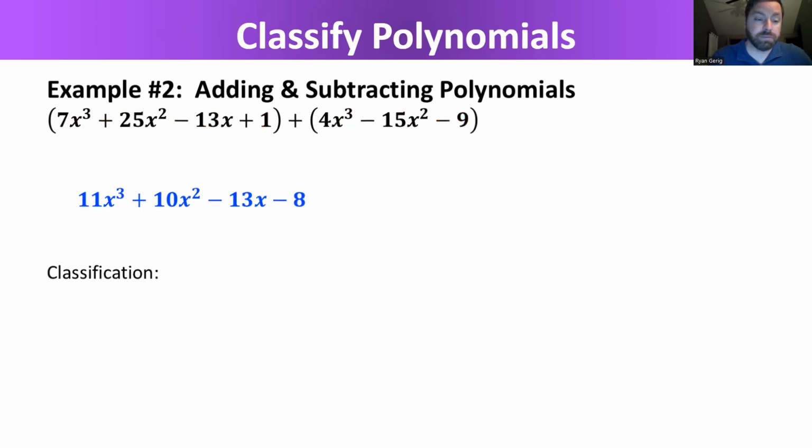Let's classify this. It's got an exponent of 3, biggest exponent of 3, so it's cubic. It's got 4 terms, so it's a polynomial. So it's a cubic polynomial.